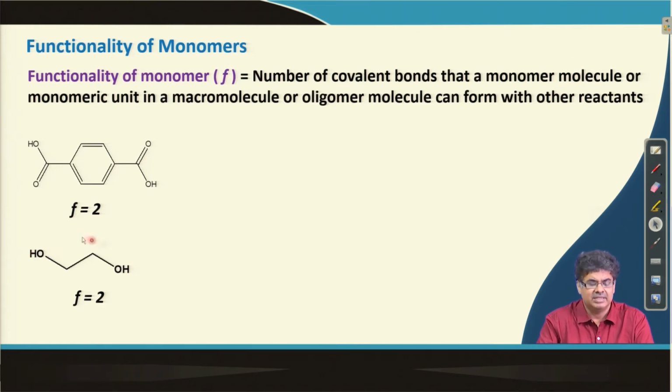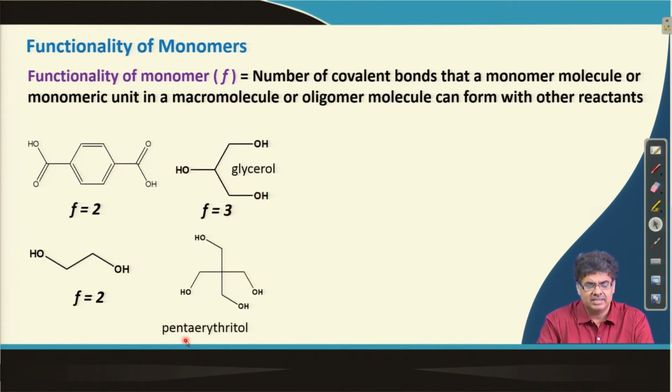Similarly, this dialcohol can react on two sides and form two covalent bonds. So, this functionality is also 2. Glycerol has 3 hydroxy groups, which can react with 3 acid groups, so it forms 3 covalent bonds. So, F is 3. And in this example, pentaerythritol, we have 4 hydroxy groups, so it can make 4 bonds with, say, 4 acid groups. So, in this case F is 4.